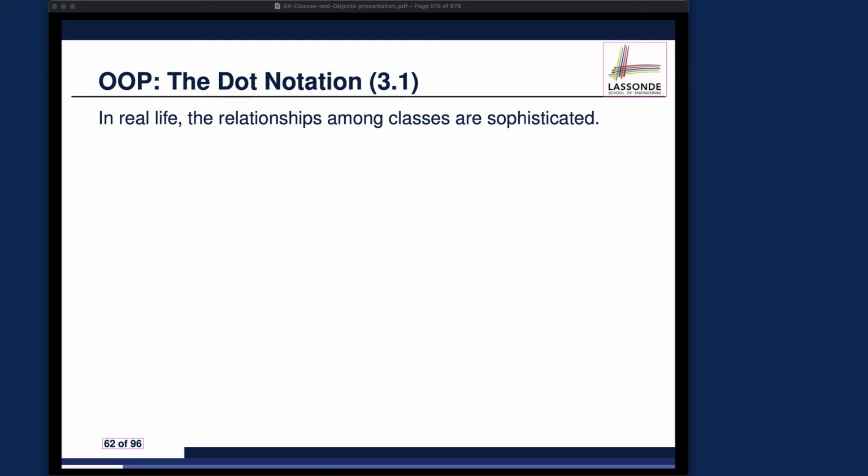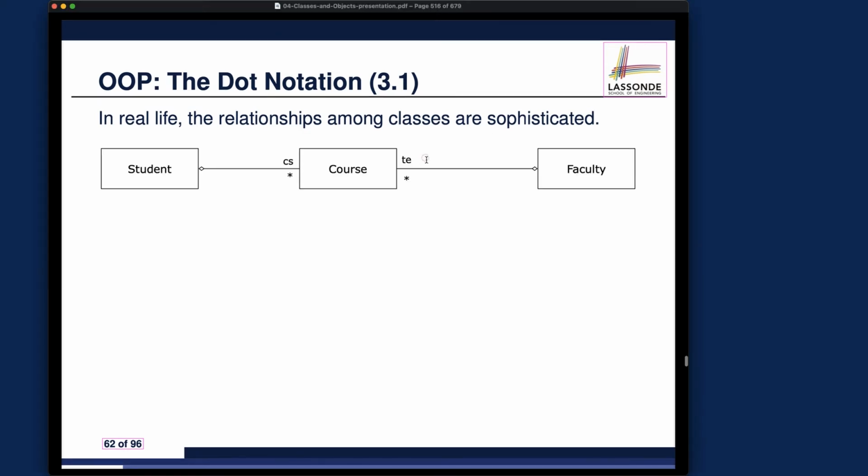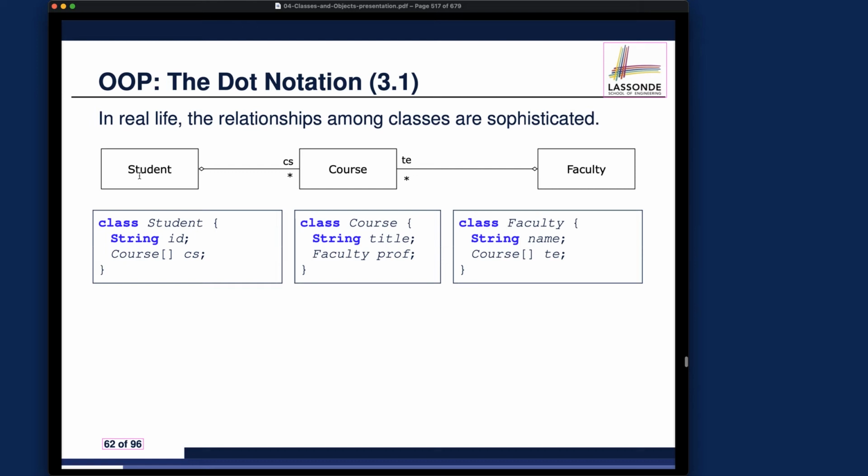Okay, in real life, relationships among classes are sophisticated, meaning that you shouldn't have just one single class. You should have multiple classes, right? Just to give you some example here, the three classes we're going to consider will be student, course, and also faculty.